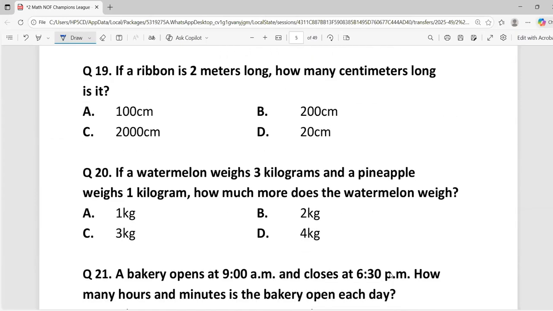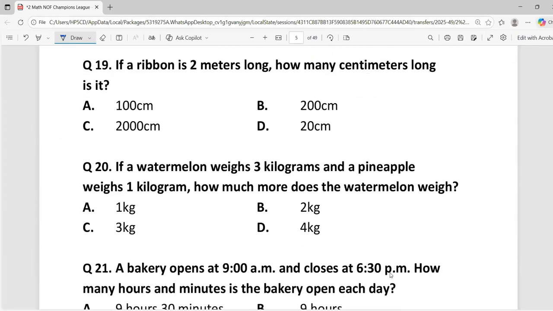Next, question number 19. If a ribbon is 2 meters long, how many centimeters long is it? So first of all, 1 meter is equal to 100 centimeters. So 2 meters is equal to 200 centimeters, isn't it? So 200 centimeters, where is it? Option B is 200 centimeters. So we have the correct answer B.